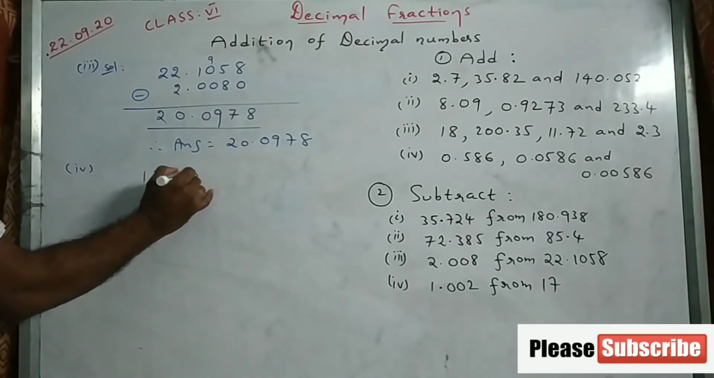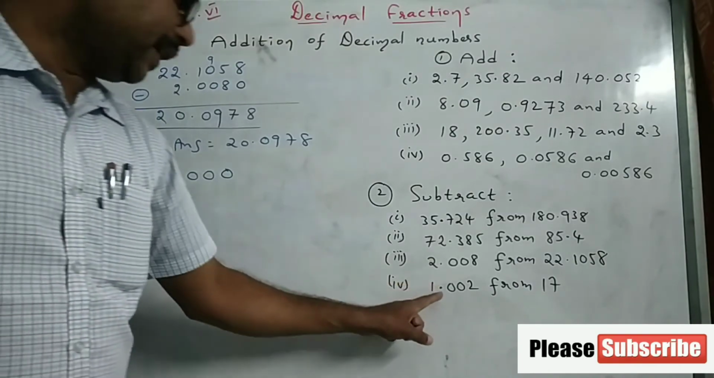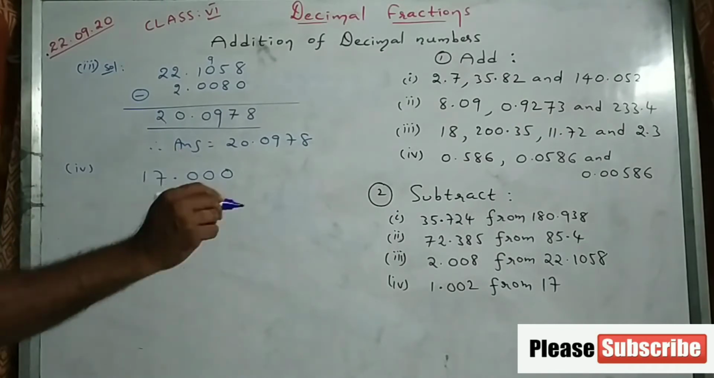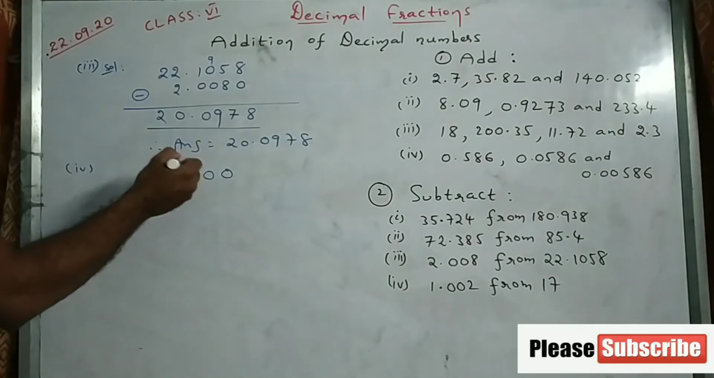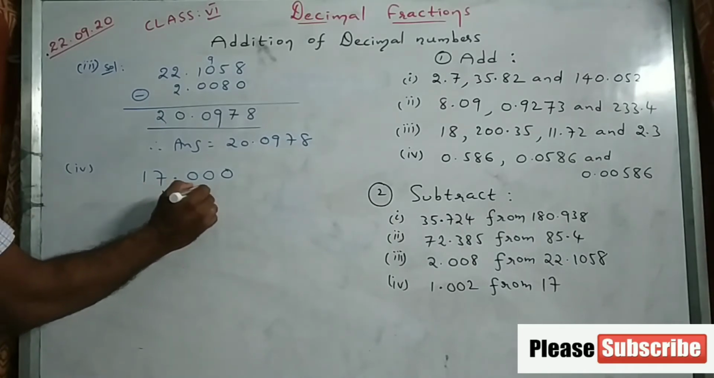Fourth one. From 17. 17 means I told you, 17.000 I can write, because after decimal here we have 1, 2, 3 digits. That is why 17 can be written as 17.000. This I am writing 1.002.